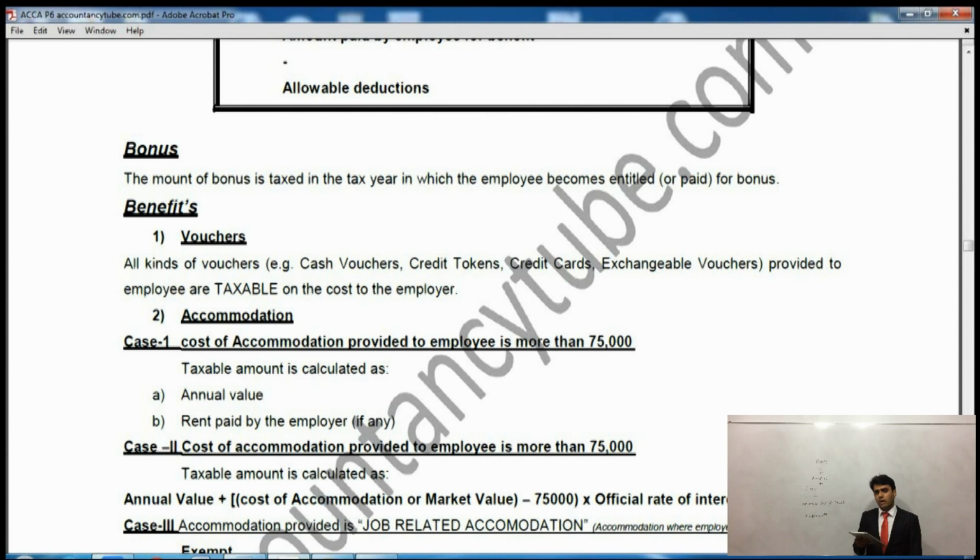First one is called vouchers. The employer can give you some vouchers. It could be Tesco, Asda, or it could be any other vouchers. It could be fuel voucher. It could be voucher of BHS or something else. Employer can give you a voucher to go into market and buy something.